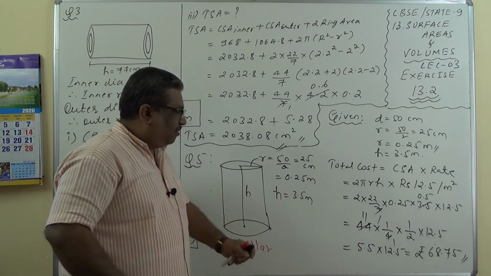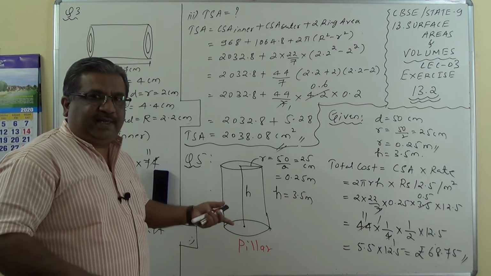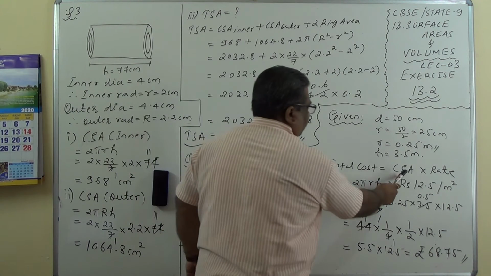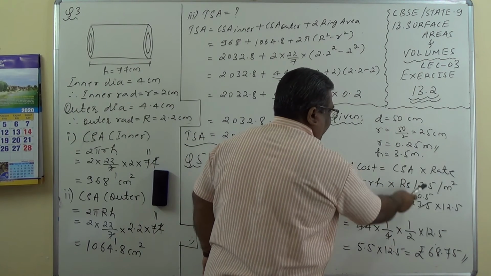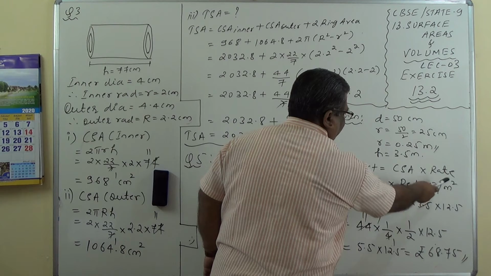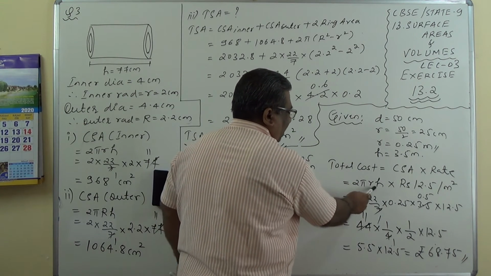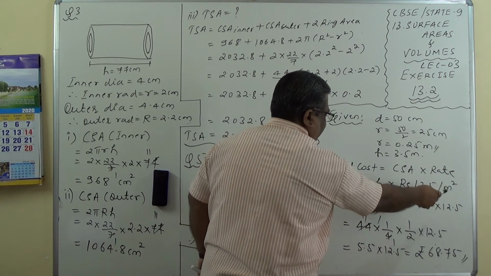So what is the cost of painting? Only the curved surface area, and therefore the total cost of painting is equal to curved surface area into rate. Rate is given as 12.5 rupees per square meter. So what is the formula for curved surface area? 2 pi r h into rupees 12.5 per square meter.